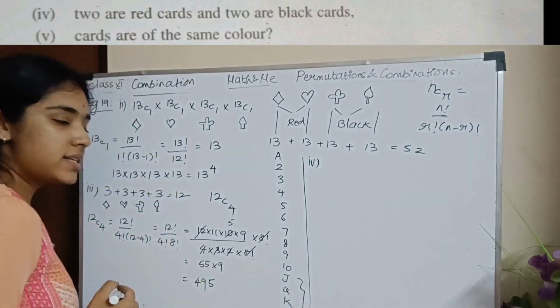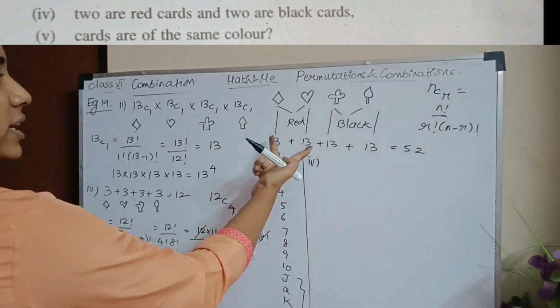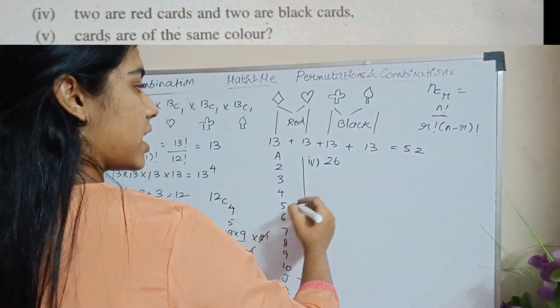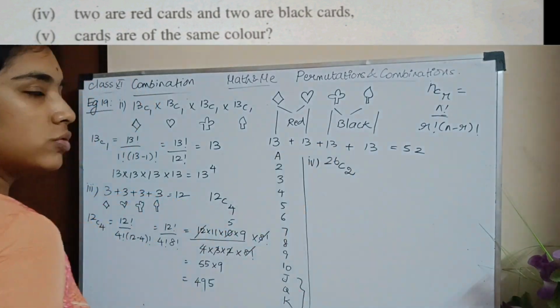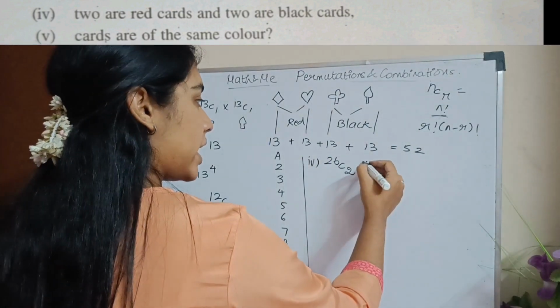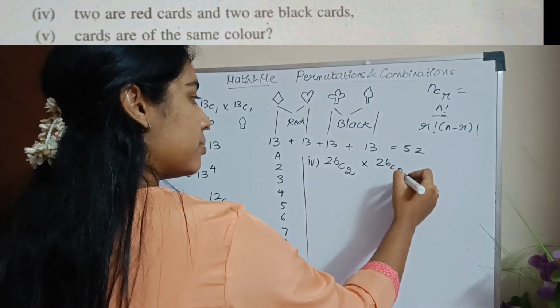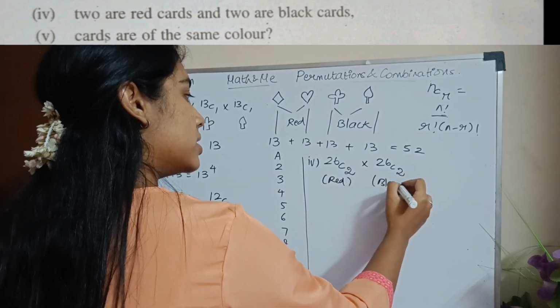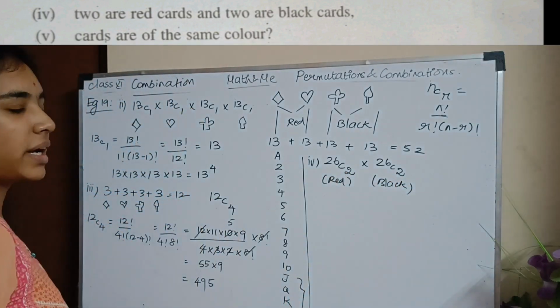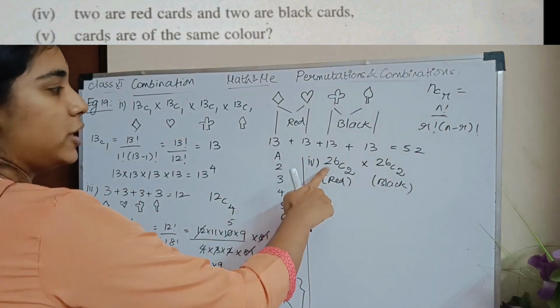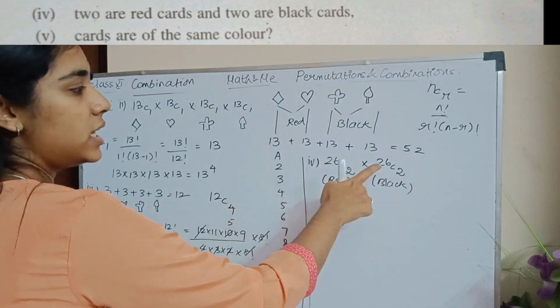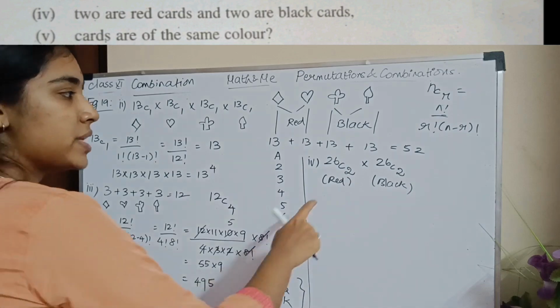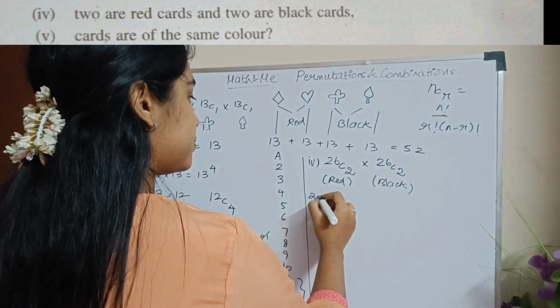2 are red cards and 2 are black cards. So how many red cards do I have? 26 cards. I need to choose 2 from the red and I need to choose 2 from the black. So this will be red and this will be black. So I have 2 cards from my red and 2 cards from my black. In total, how many red are there? 13 plus 13. Black 13 plus 13. Okay. So what is 26C2?